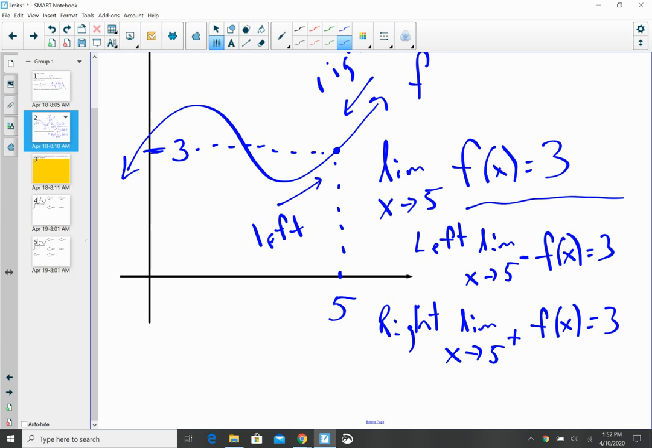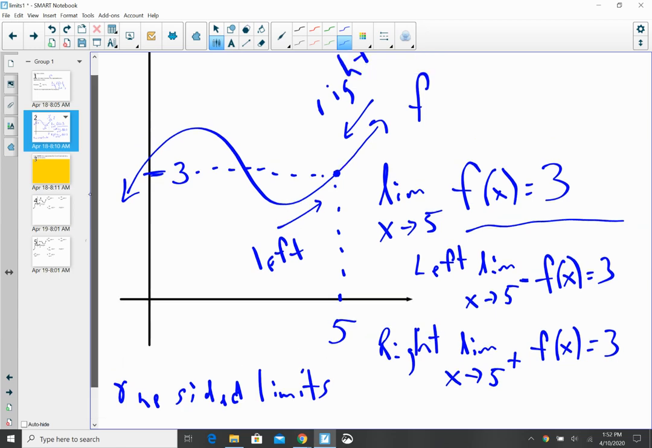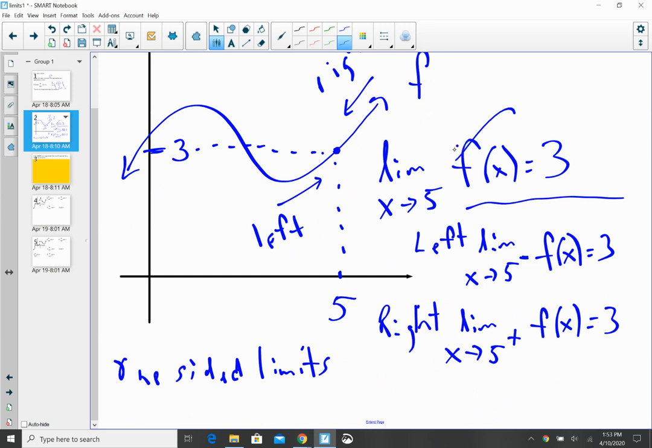Now, these guys independently are what we call one-sided limits. In other words, we're approaching from one side, the left or the right. Now, this guy up here in the beginning is called a two-sided limit. So as you approach from the left and you approach from the right, you're approaching from both sides. Two-sided limit. A little terminology for you.